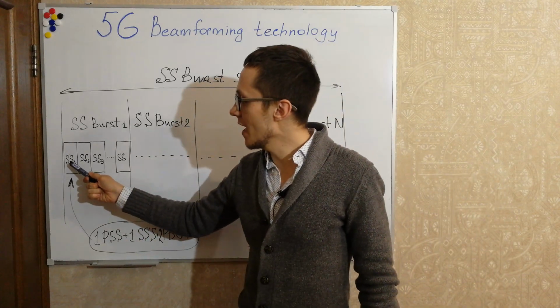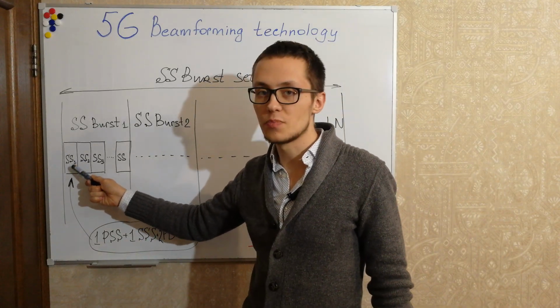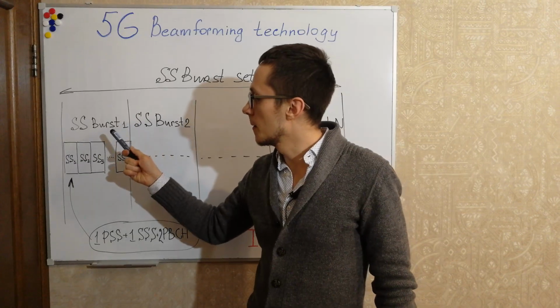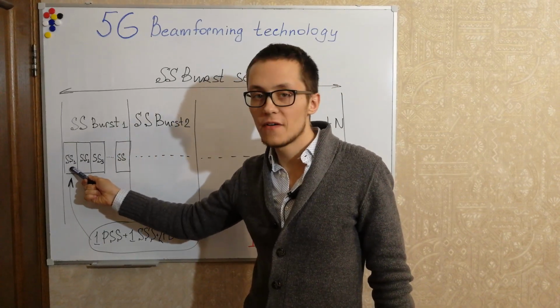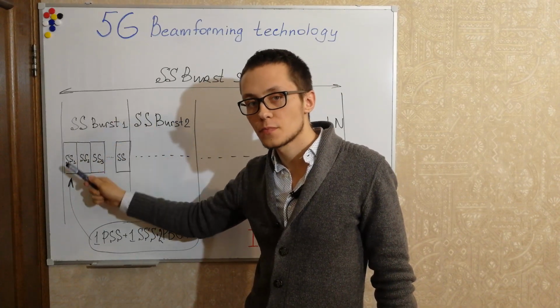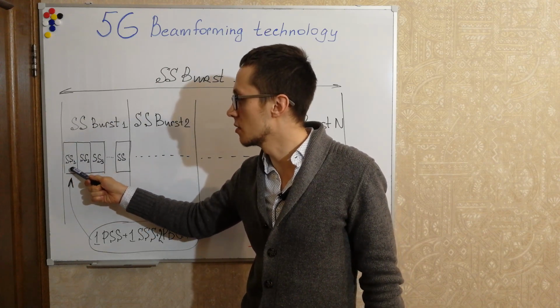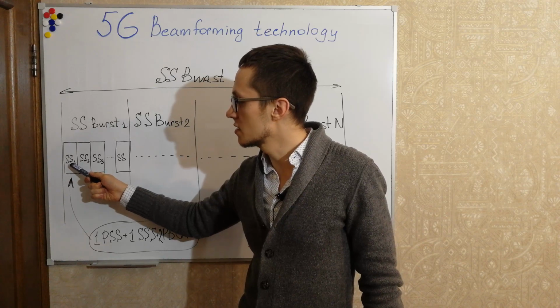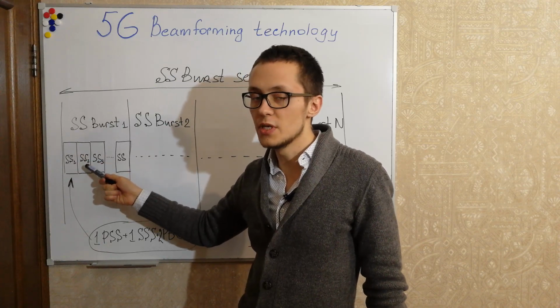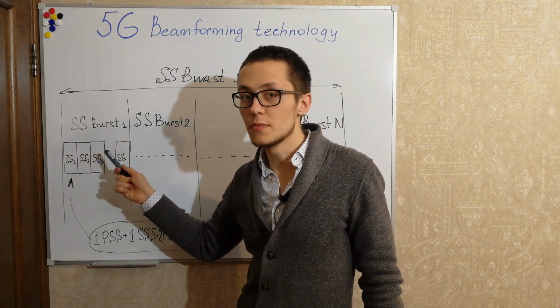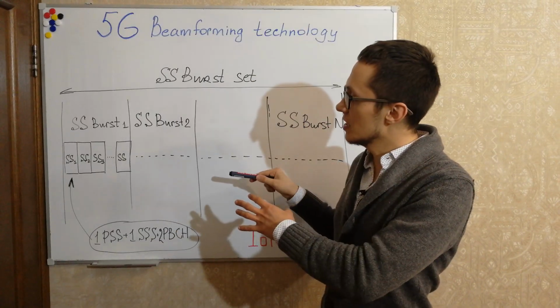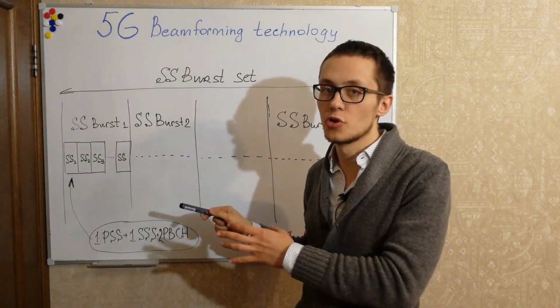So for every such SSB, it is supposed to have a particular beam. So in this case, for the UE, an SSB is a particular beam in the case of initial access procedures.